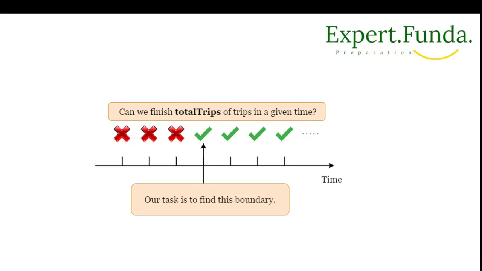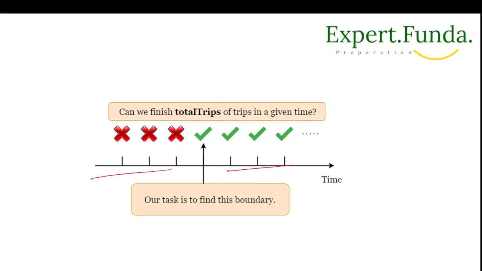Combining the two patterns, we have found before whether each time is long enough to finish the total trip or not, as shown in the figure, like this one. We will need to find the boundary which is the minimum valid time. So can we finish the total trip in the given time? There will be some pattern: we cannot finish here, but we can finish here. So our task is to find this boundary.